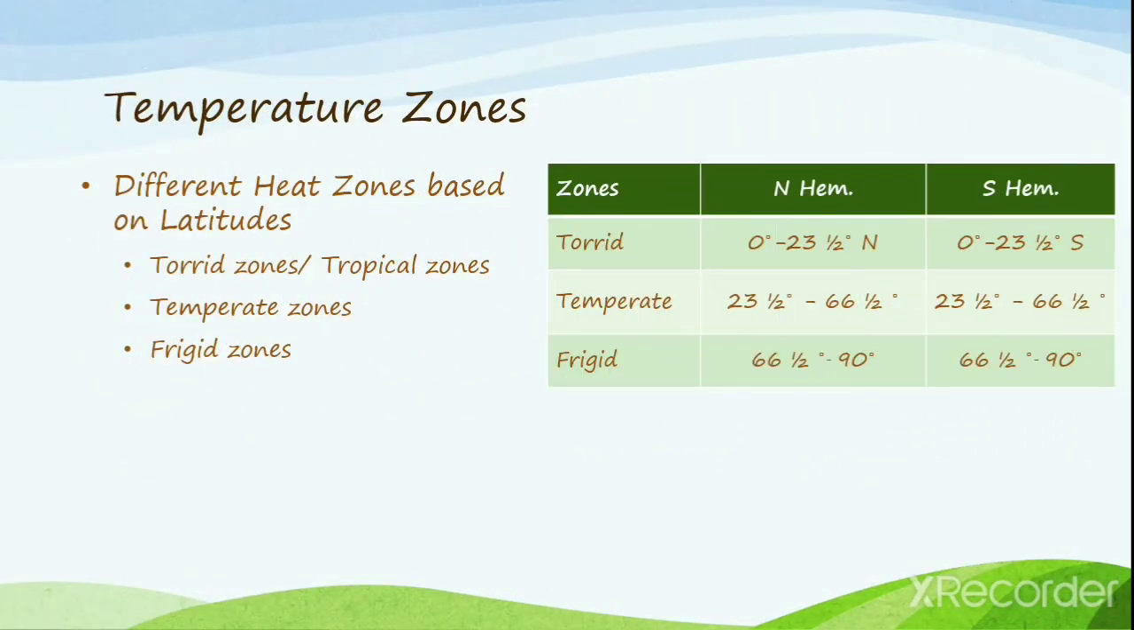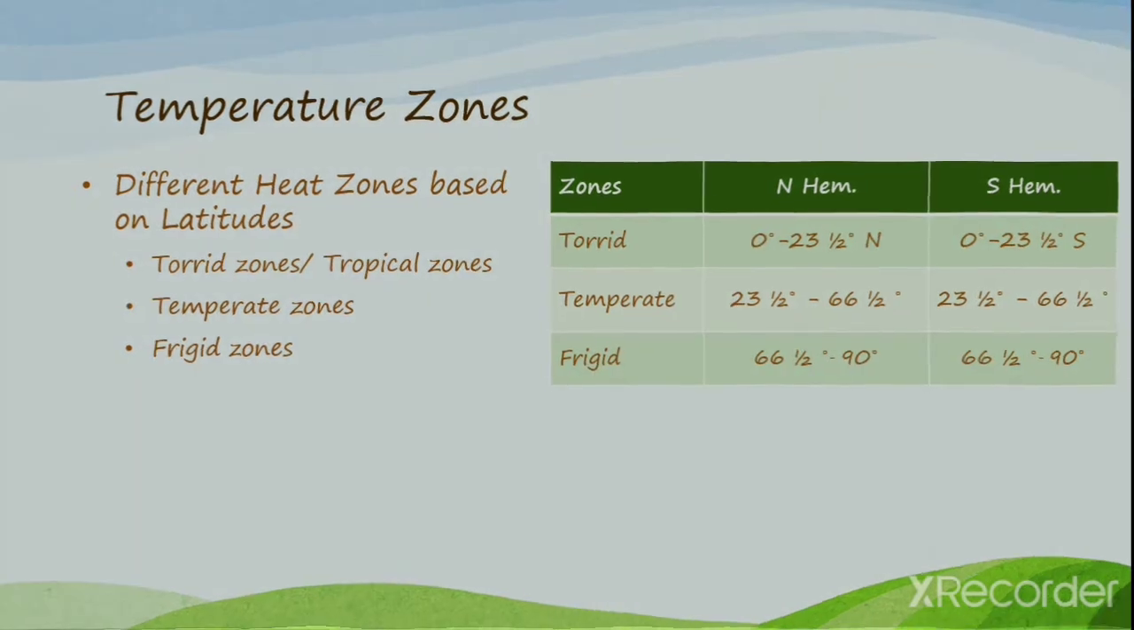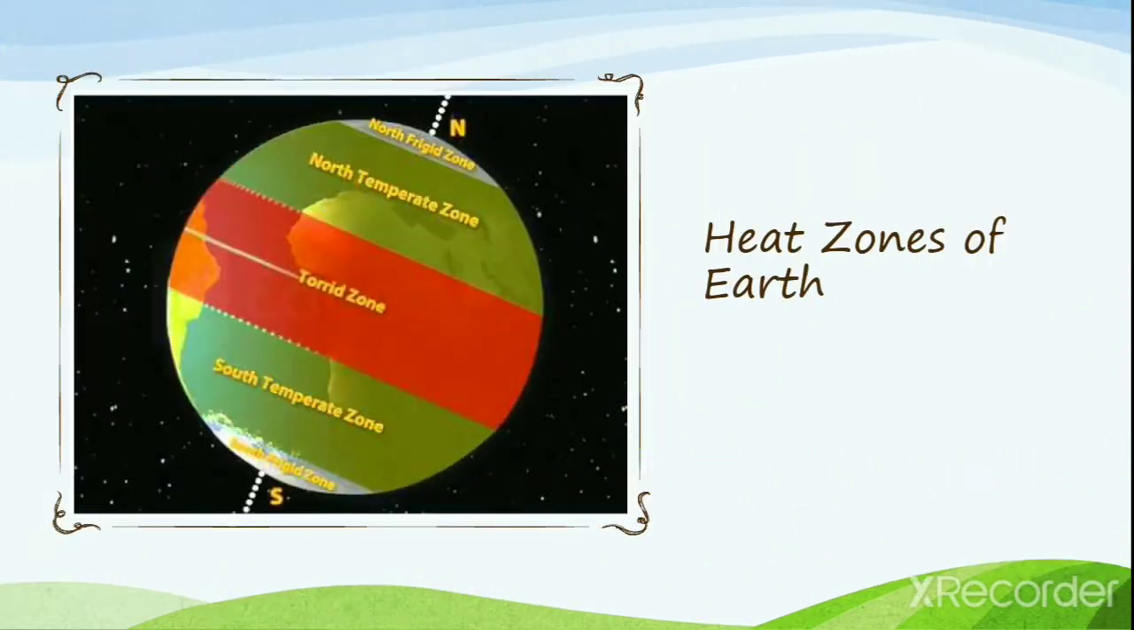And based on the latitudinal difference, we can find three major temperature or thermal zones for the earth. These are the torrid zone, the temperate zone and the frigid zone. The torrid zone extends from the Tropic of Cancer to the Tropic of Capricorn. Hence, this is also termed as the tropical region.